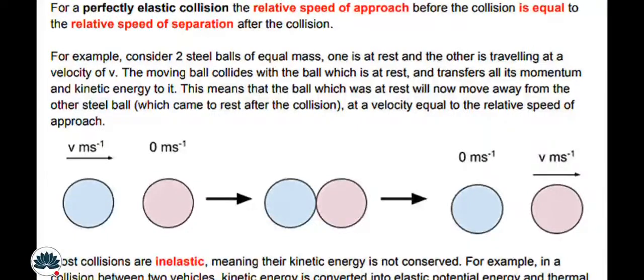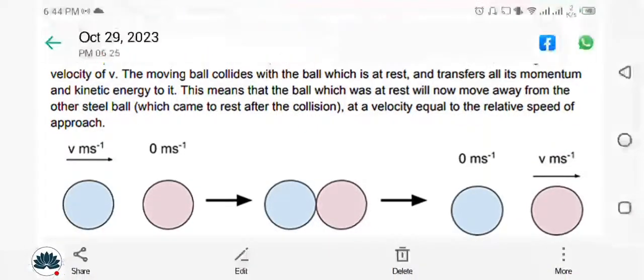One is at rest and the other is traveling at a velocity of v. The moving ball collides with the ball which is at rest and transfers all its momentum and kinetic energy to it. This means that the ball which was at rest will now move away from the other steel ball, which comes to rest after the collision.